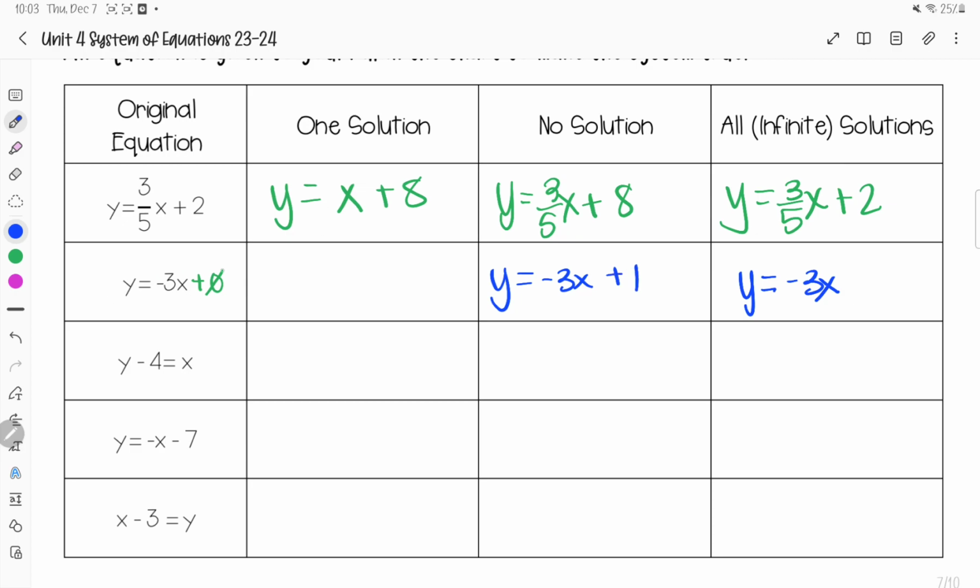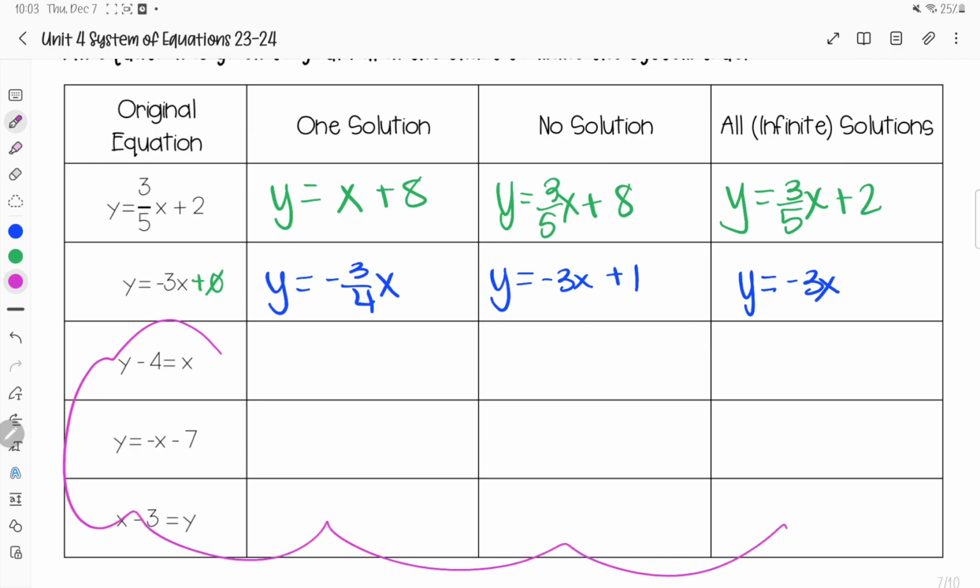And if there's one solution, it just means my slopes are different. So maybe I'm going to make this one a -3/4 x. It could still be plus 0. It could be plus 6. It could be plus 8 million if I wanted. Just to have one solution, my slopes cannot be the same. All right, I want you to try these bottom ones on your own here and see how you do.